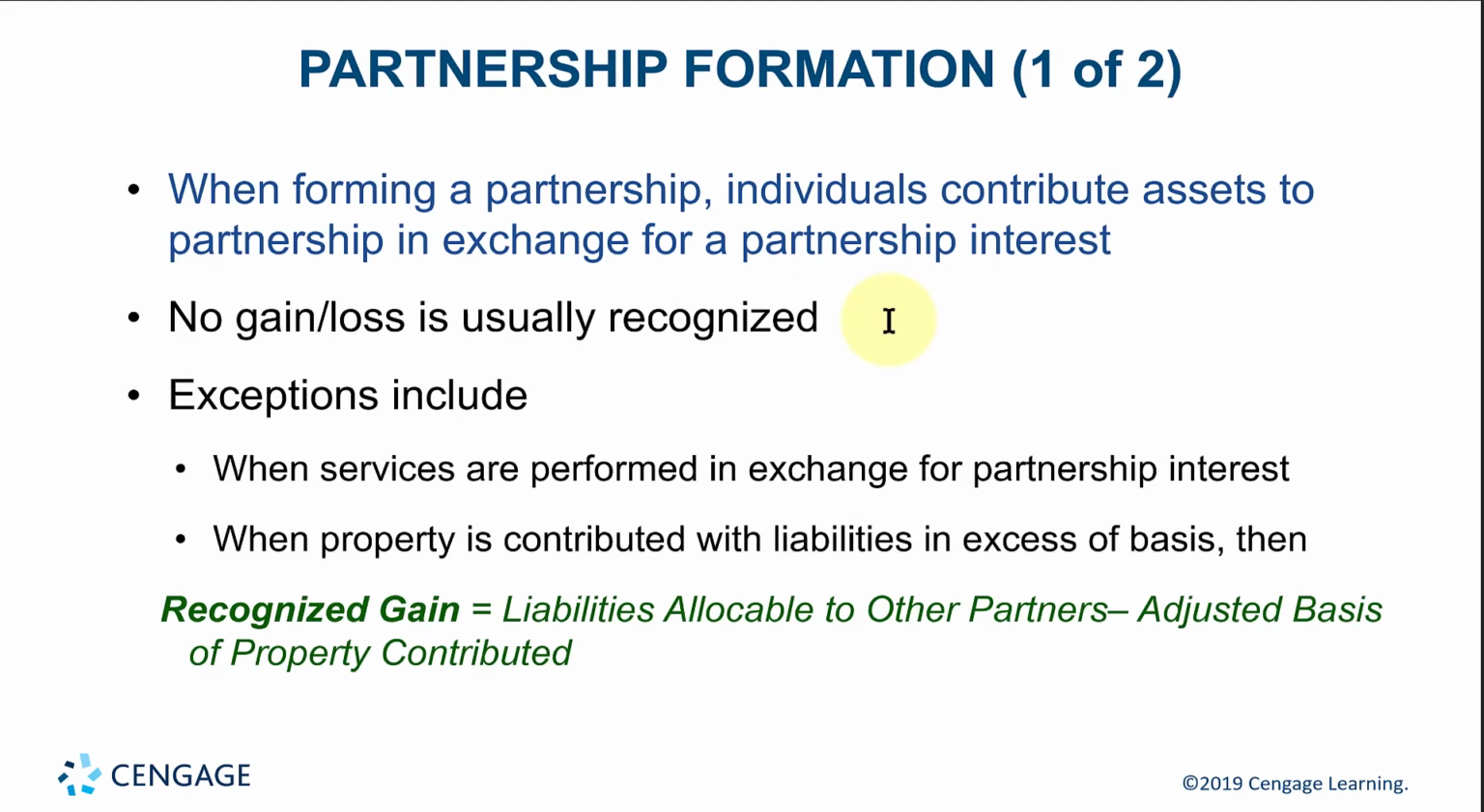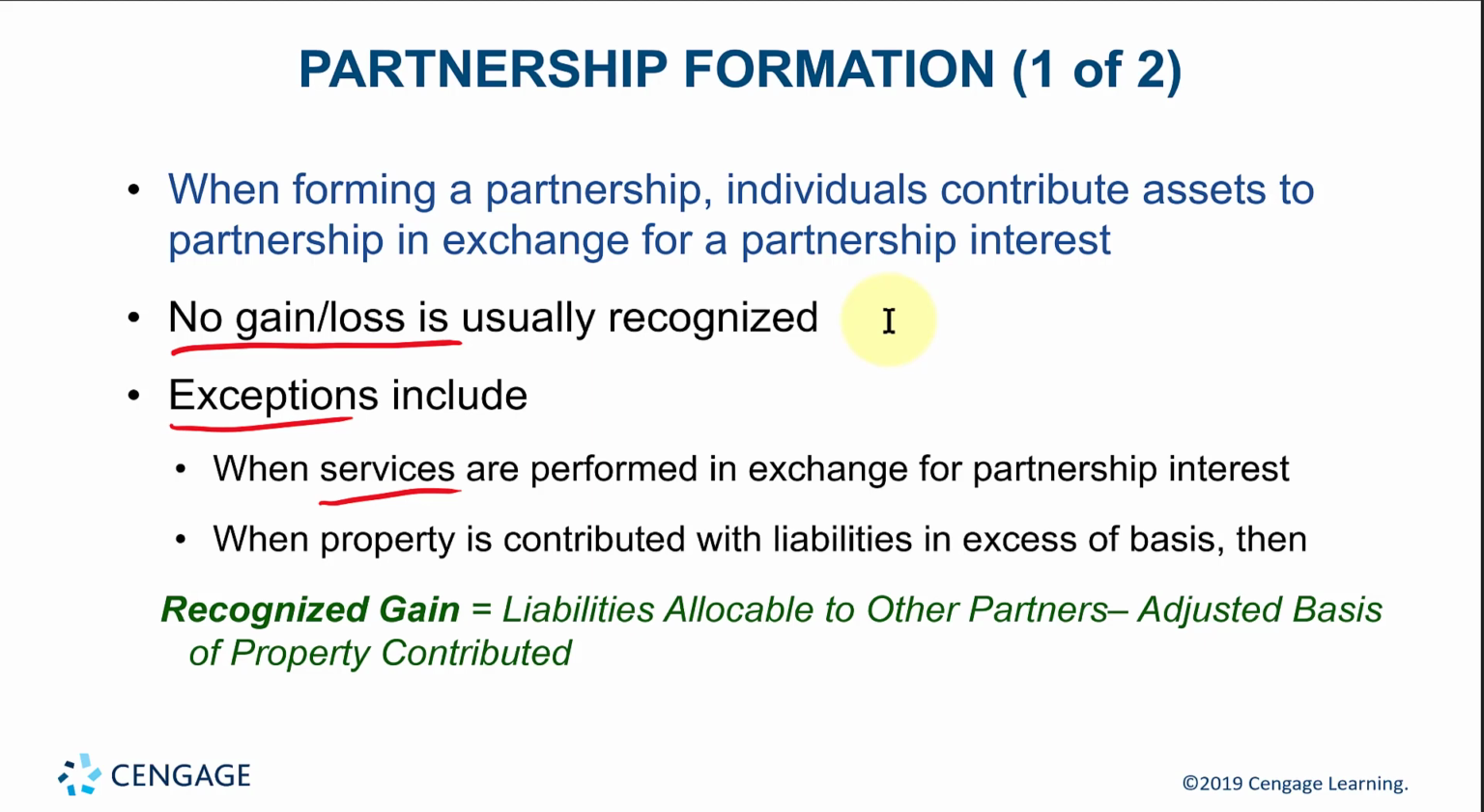So let's talk about forming a new partnership. The general rule is that the partners and the partnerships do not have to recognize any gain or loss. No reportable gain, no reportable loss. And of course, what's a tax rule without exceptions to the rule? There may be income to be reported by the partner if the partner is earning their partnership interest, their partnership ownership, by providing services to the partnership.